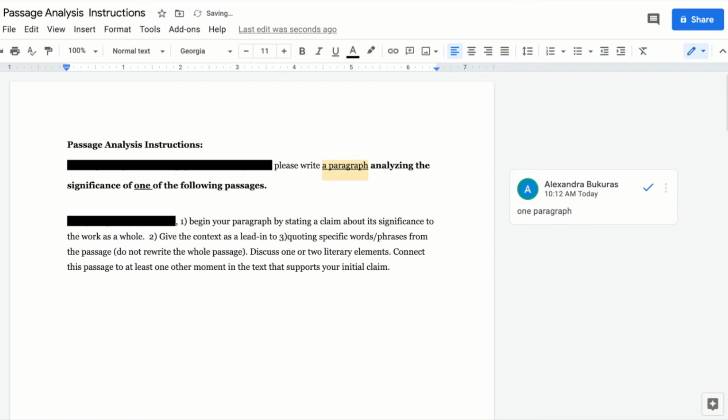I need to make sure that I include a quote from the passage. Moving on, discuss one or two literary elements. That is the fourth thing that needs to be in this passage. And moving on to the last sentence, connect this passage to at least one other moment in the text that supports your initial claim. That will be the fifth thing that needs to be included.